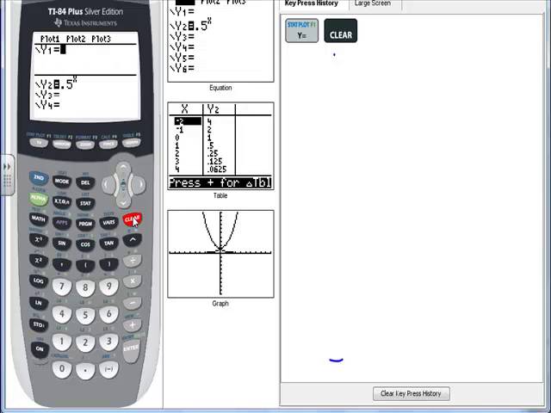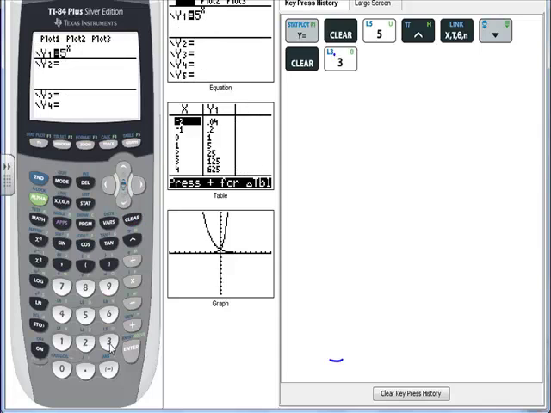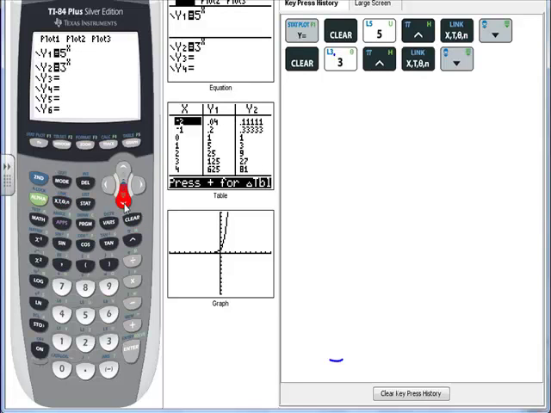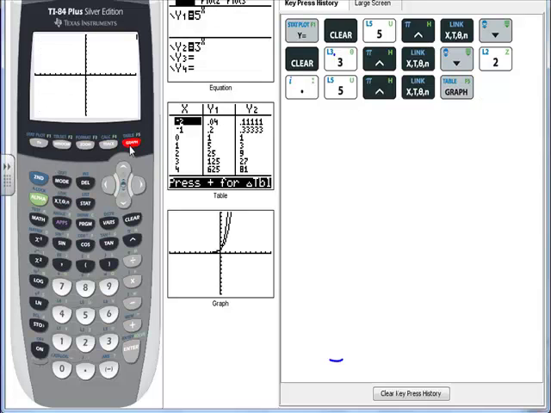I'm going to go in and put in 5 to the x. Come down here. I'm going to put in 3 raised to the x power. And I'm going to come on down here and put in 5 over 2, which would be 2.5 raised to the x power. So hopefully you see what's happening here is I have a 5 and a 3 and then I have something in between. I'm going to go ahead and hit graph here.